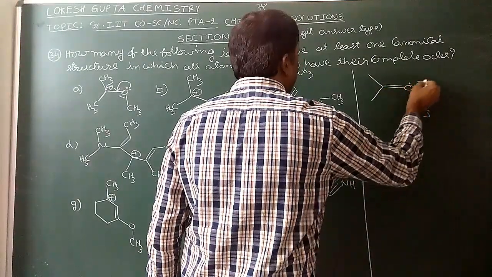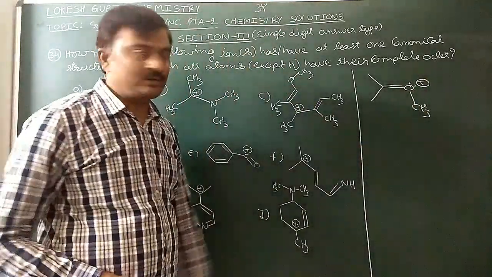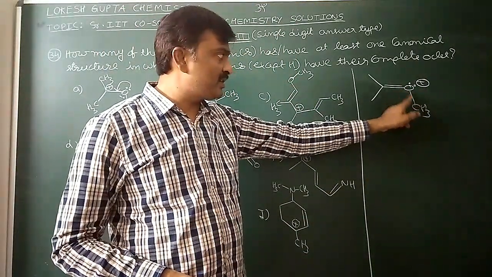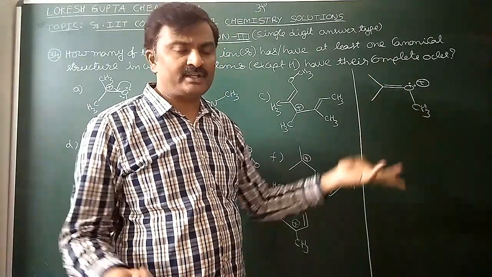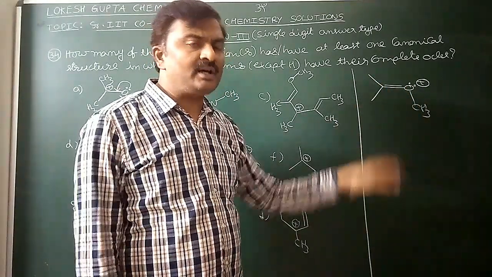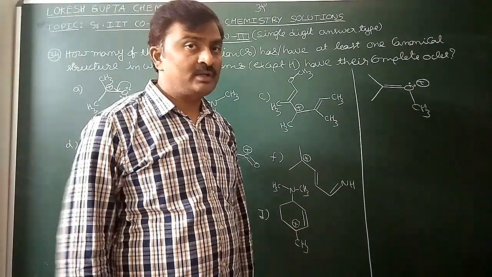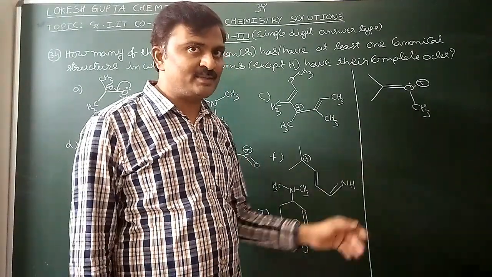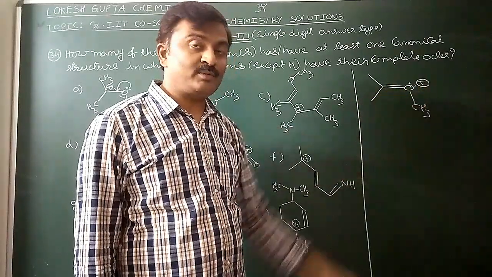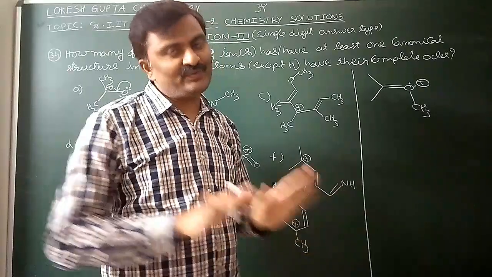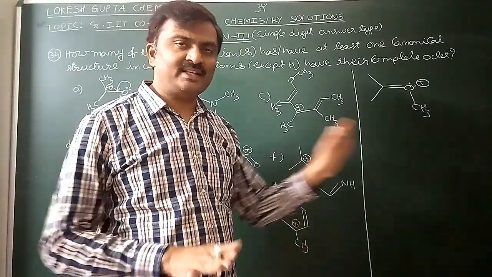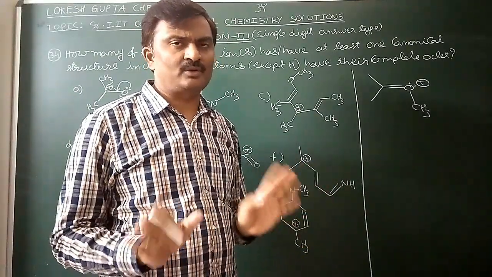See, now all atoms satisfy the octet rule. This oxygen has 3 covalent bonds, 6 bonding electrons, plus a lone pair, 8 electrons. Now all atoms satisfy the octet rule. Now you may get one doubt: sir, is it stable? At oxygen, a positive charge is there now. Oxygen is more electronegative. See, if it satisfies the octet rule, then for that point, no problem.